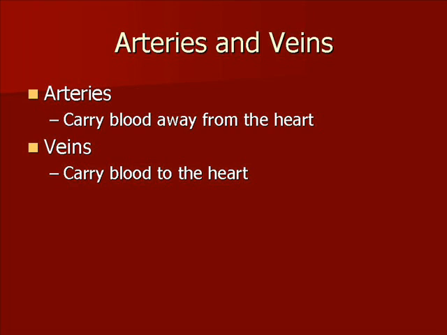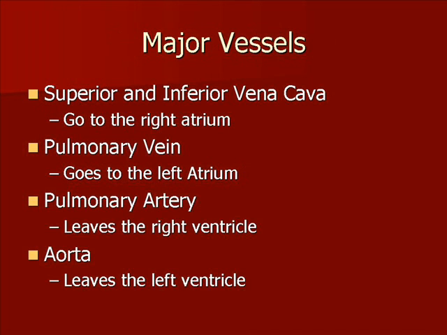Now the veins are what carry the blood to the heart, and so these are always going to be associated with your atria, because those are the upper chambers of your heart that receive blood from the body or the lungs. And now that we've got the general things down, to wrap everything up, you are going to be responsible for knowing the names of the major vessels that either lead to or away from the heart, and what chamber of the heart they are associated with.